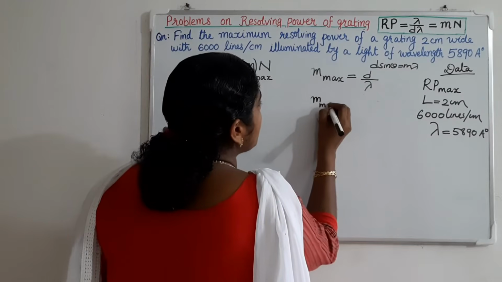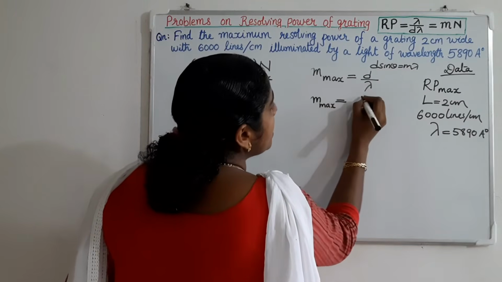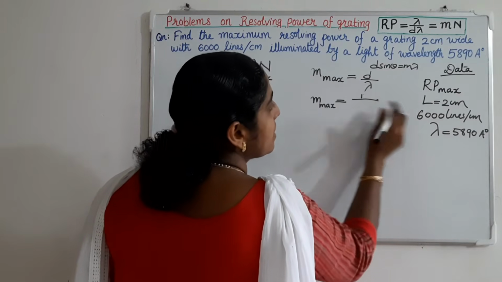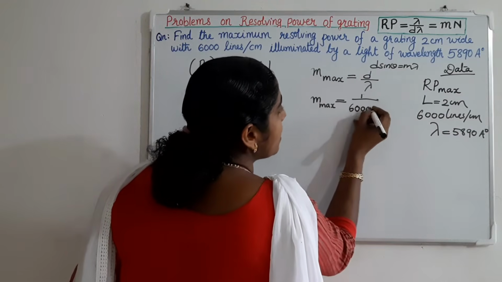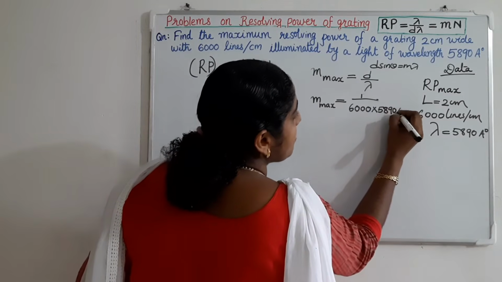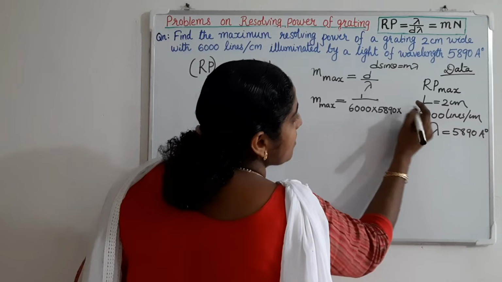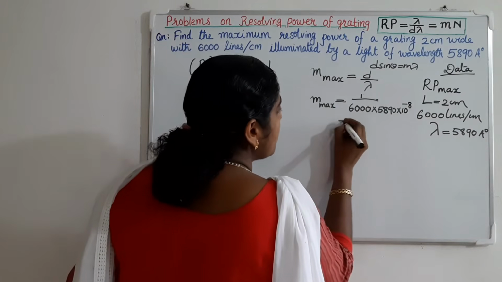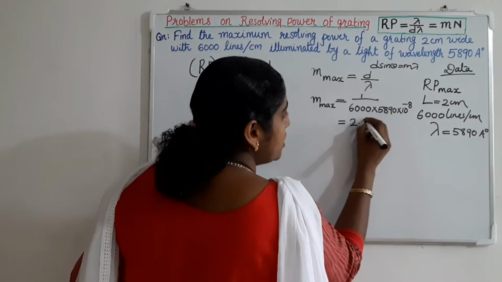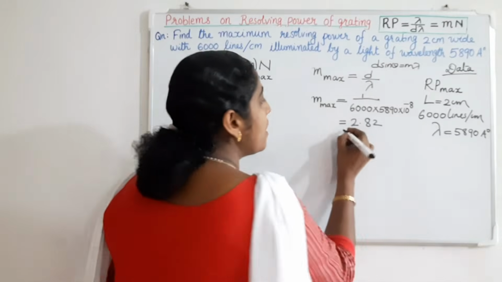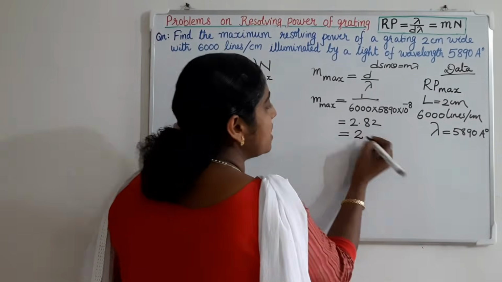M maximum is equal to d, which is the reciprocal of the number of lines per centimeter, that is 1 by 6,000, divided by lambda, which is 5890 Armstrong. Here d is in centimeter, so Armstrong is 10 raised to minus 8 centimeter. So that is equal to 2.82. If you are getting a decimal, we have to take the lowest integer. So the maximum order is 2.